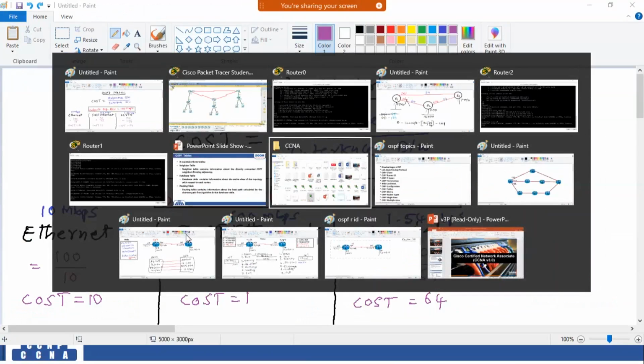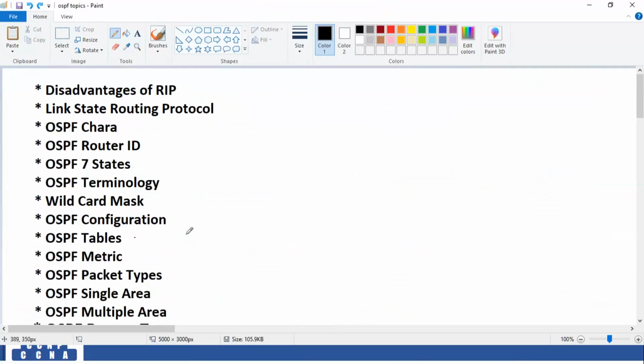So here is the list of points: disadvantages of RIP, link state protocol introduction, OSPF characteristics, router ID, seven states, neighbor, adjacency terminology, wildcard mask configuration, OSPF tables, OSPF metric. We need to continue with OSPF packet types.